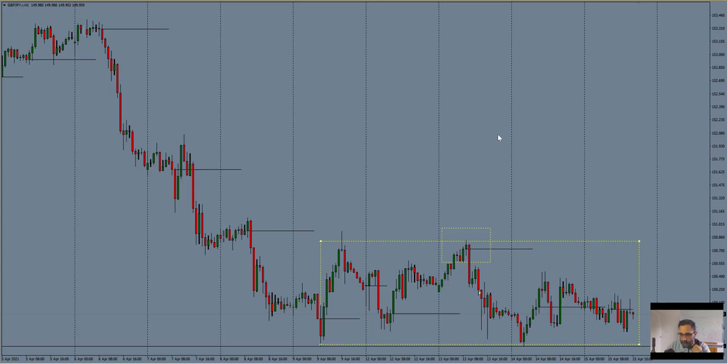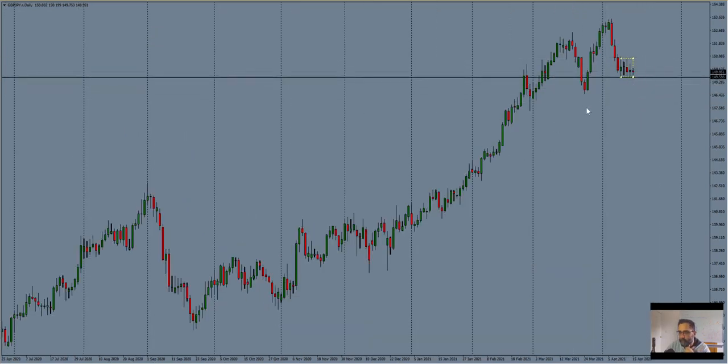Okay. Pound yen. Pound yen is in a very clear sideways market. As you can see, similar to the pound dollar, we have a strong move up, trend up, but now it's kind of pulling back. So it has an upward channel, this one as well.